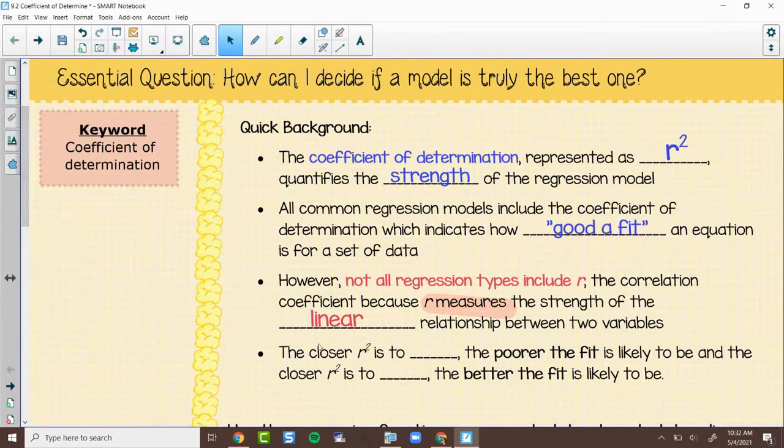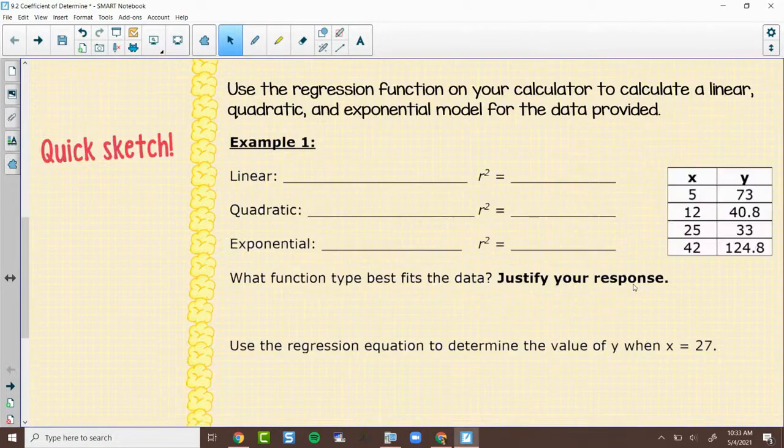So here's the good news. The closer R squared is to 0, obviously the poorer the fit, so the worse it actually is. And I think you can see where this is going. The closer it is to 1, the better it actually will fit. We're going to go ahead and take a look at this first example.